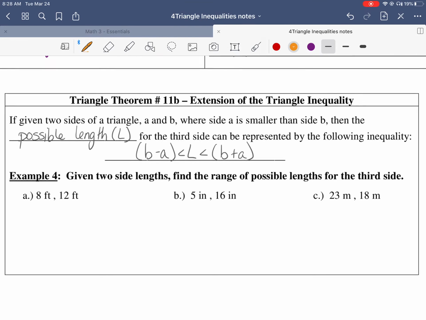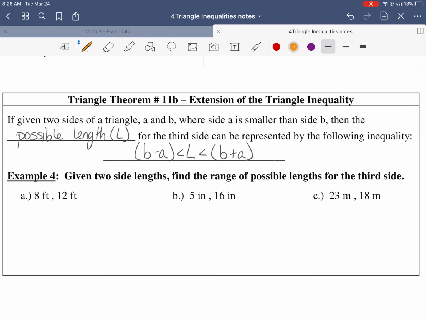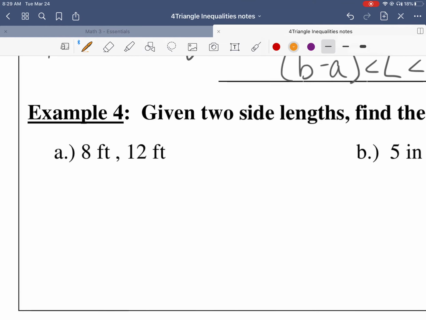And last thing, same idea, just taking it a little bit farther with the sides. So if two given sides of a triangle are A and B, where side A is smaller than side B, then the possible length for the third side can be represented by the following inequality: B minus A is less than L is less than B plus A. So you're trying to figure out what are some possible values that would work for the third side of this triangle. So what we do is we figure out which one is bigger of the two that they gave you.